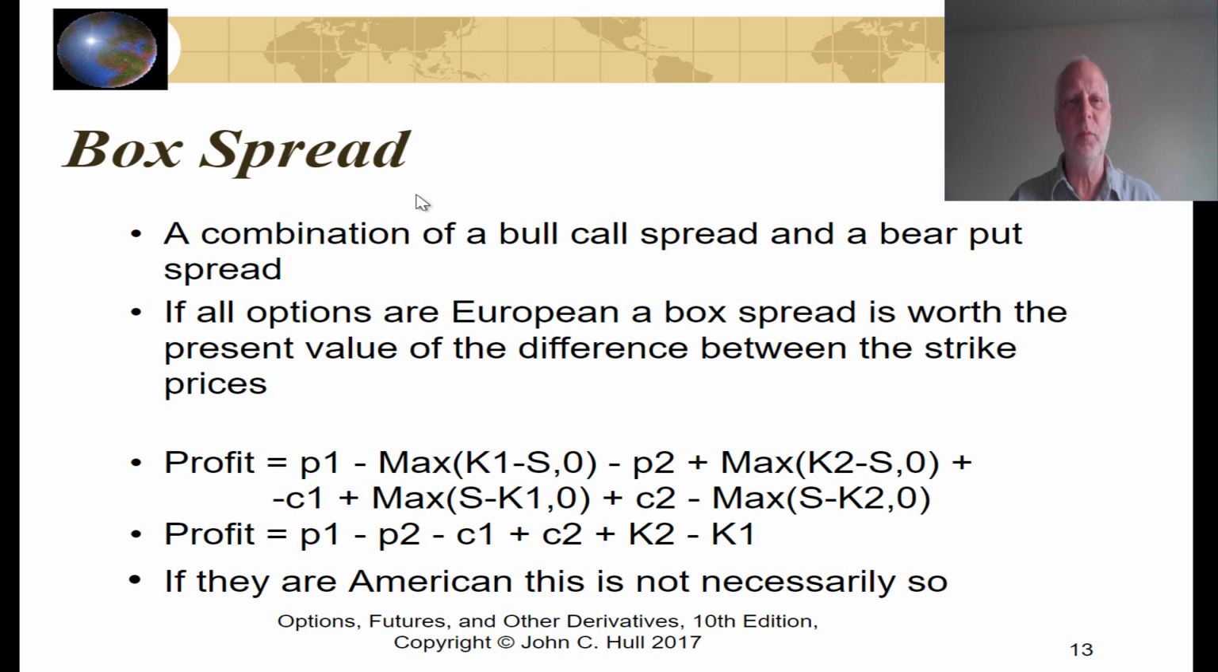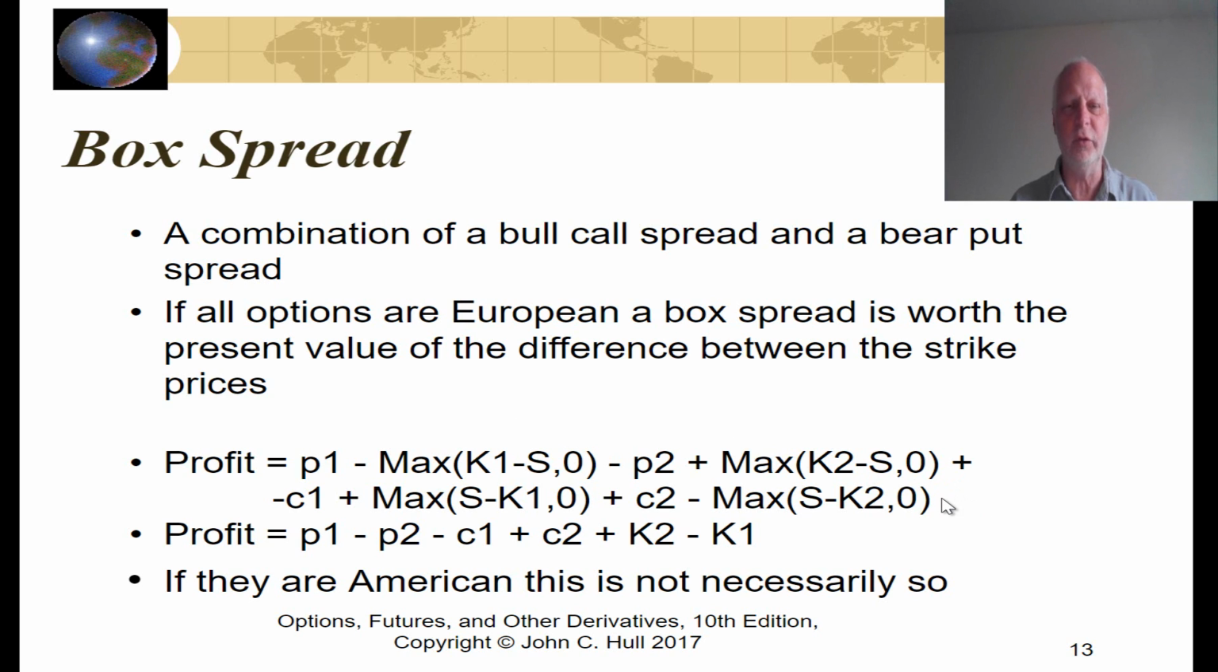A box spread is a combination of a bull call spread and a bear put spread. If all options are European, a box spread is worth the present value of the difference between the strike prices on the day of expiration. If we look at the profit equation, of course, you have to subtract out the cost of purchasing it in the first place. We can show this by looking at the following equations. The one on the top is the bear put spread. The one on the bottom is the bull call spread.